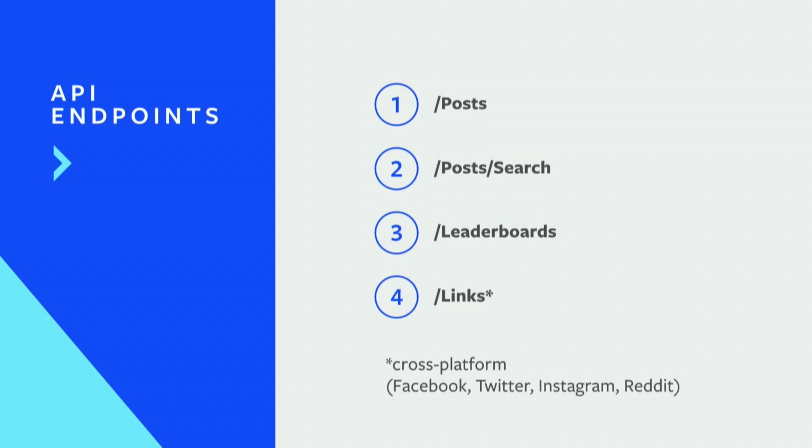So yes, we have 4 endpoints: the post endpoint, post search, leaderboards, and links. That all kind of maps back to everything we saw before, which was, I want to get all the posts that are overperforming for the last 6 months from a collection of Argentinian publishers. We can spit that out to you via API.